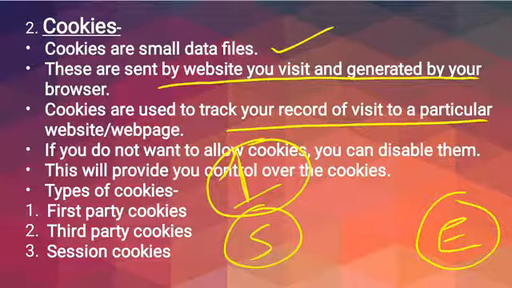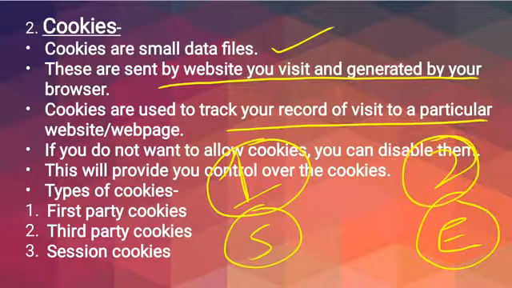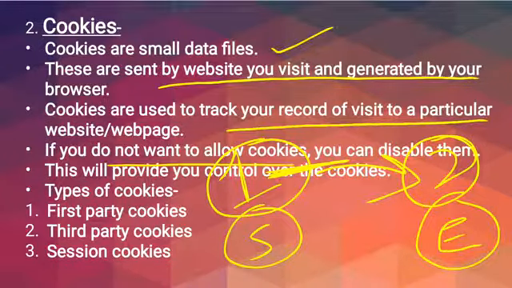Okay, and then when you open the educational website in the second place, the cookies which are stored in the browser from the first, or we can say from the sports website, will be displayed on the second website, that is education. Okay, so now let us see, if you want to allow cookies, you can. If you do not want to allow cookies, you can disable them. This will provide you control over the cookies.